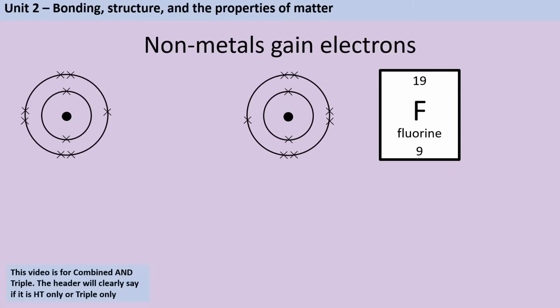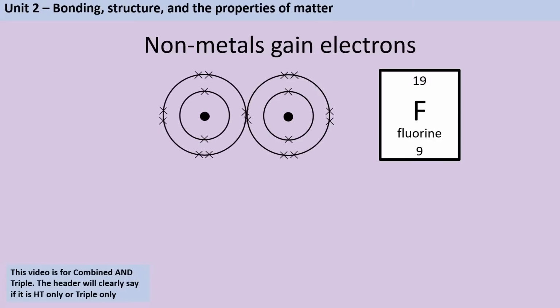However, if we've got 2 non-metals bonding together, then that's no good, right? We can't have one non-metal giving its electron to the other non-metal because then it would be missing 2. So instead, what needs to happen is that the 2 atoms are going to share a pair of electrons, and that's what we're going to call a covalent bond.